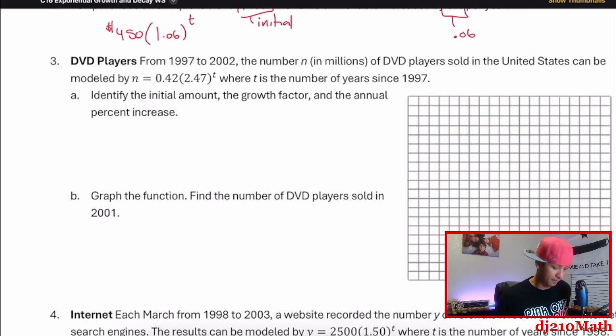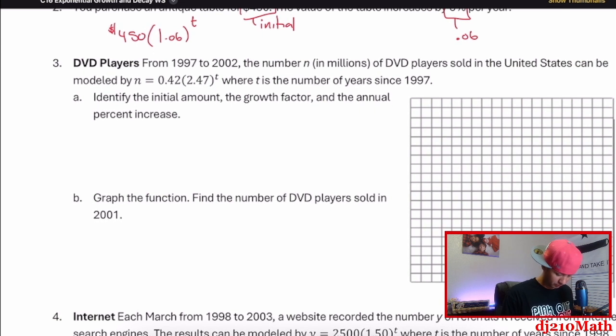All right, number 3. 97 to 02. N represents millions of DVD players sold in the US. And it can be modeled by this here. N is equal to 0.42 times 2.47 to the t, where t is the number of years since 1997. All right, what are we asked? Identify the initial amount. All right, initial amount, we'll call it IA. It's going to be 0.42 million. So about 420,000.